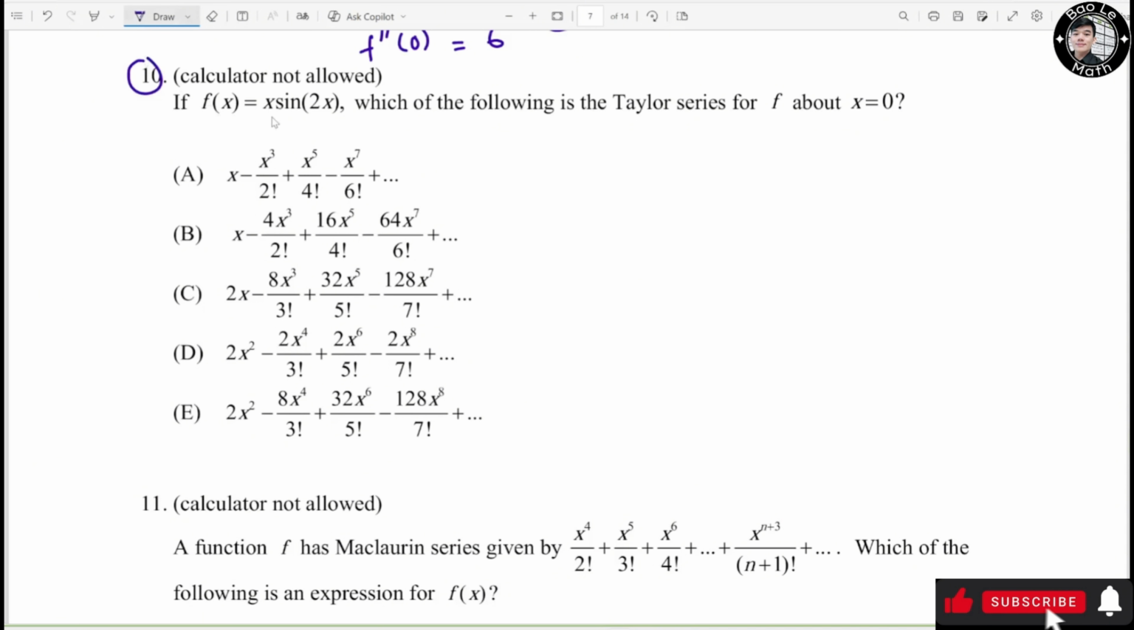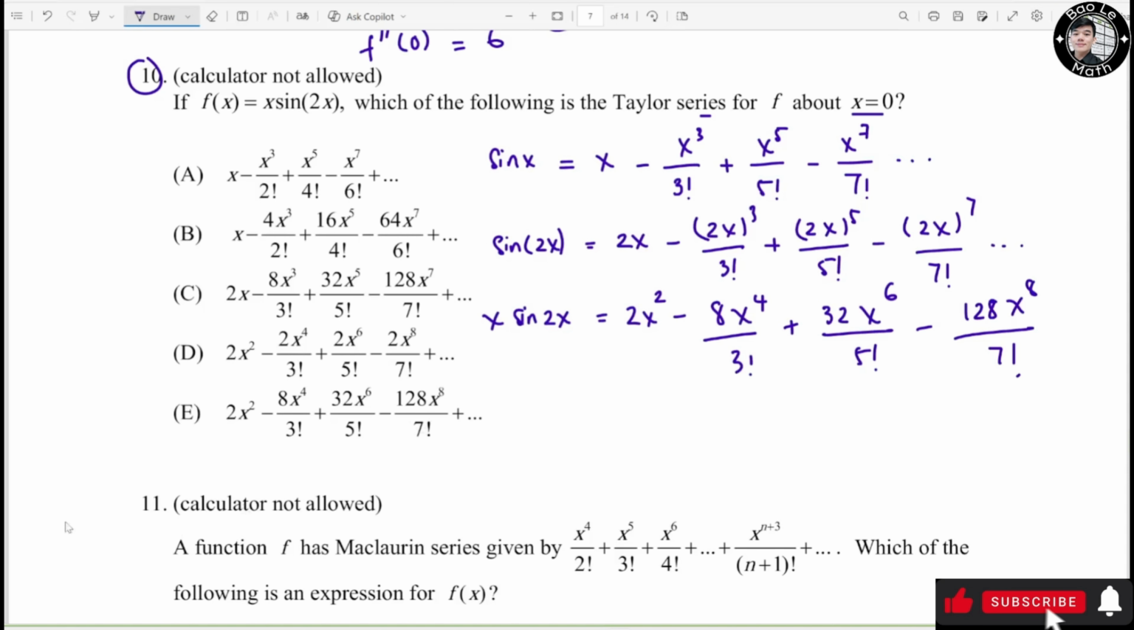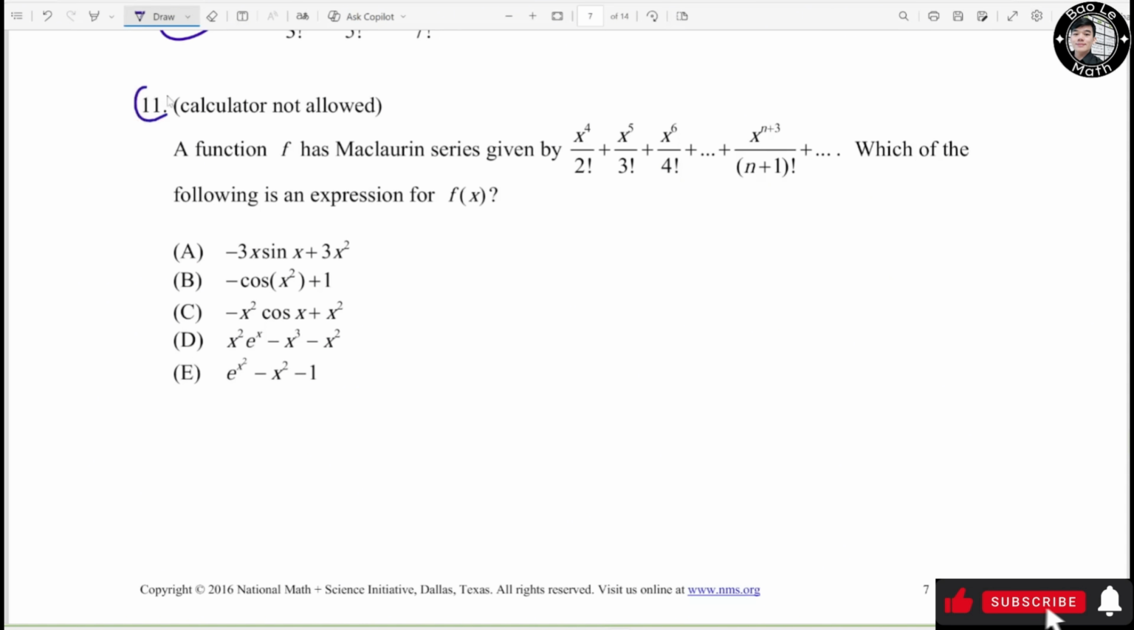If f of s equals s times psi of 2s, which of the following is the Taylor series for f about s equals 0? We have psi of s is given by, now we have psi of 2s, just replace s with 2s, multiply both sides by s, so we have s psi of 2s equals, so the answer must be E. Now let's move on to question 11.